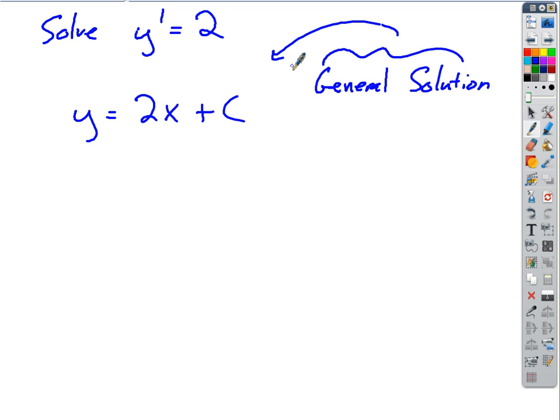But now let's say that we know not only that this is the differential equation, but that it passes through the point 1, 2. Do we plug those into that equation and solve for c? Very good.